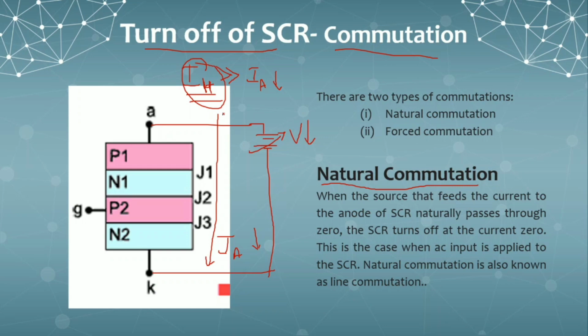holding current. If you achieve this, then your SCR will turn off. So, this is one of the methods to turn off the SCR. This is called natural commutation.